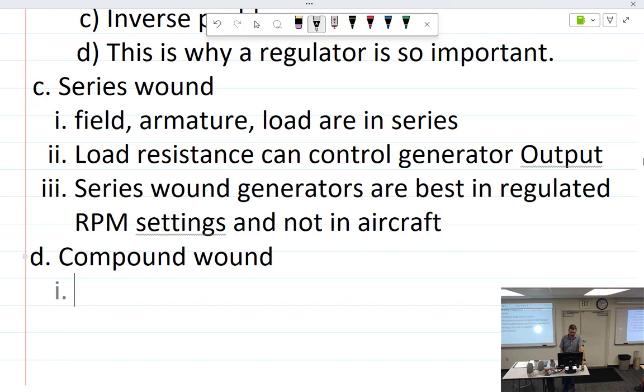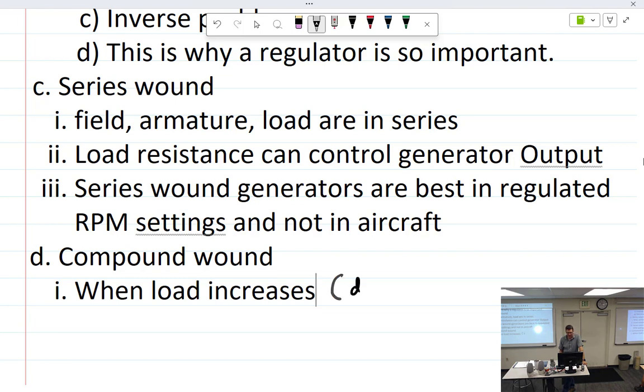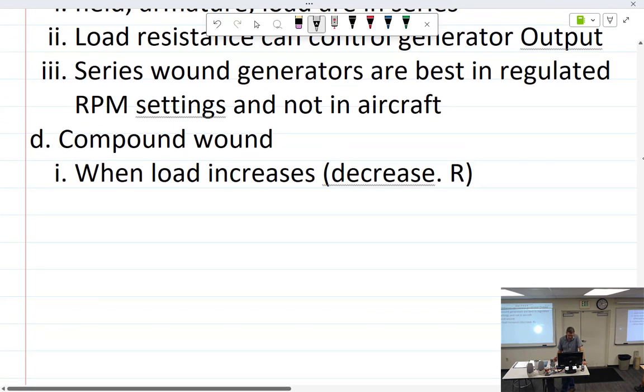All right, this one's a little tricky. So I already told you that the compound wound has one field winding in series and one in parallel. So when the load increases, what happens to the resistance? Goes down. Okay. Decrease resistance. Put a big R. Decrease resistance, R. We have a decreased resistance.